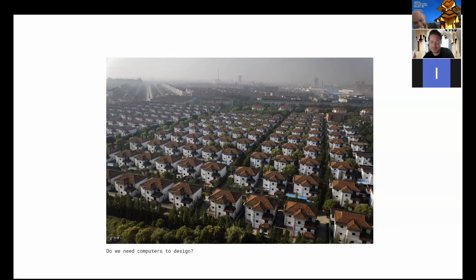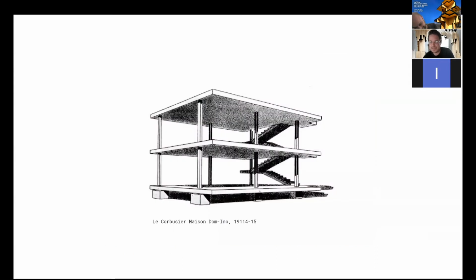You can really ask this question: do we need computers to help us design? And again, also this one, which I'm always fascinated by, the Maison Domino, which is one of the most stupid yet most intelligent models in architecture. It's arguably the most successful model for architecture ever. It consists of 3 floor plates, what is that?